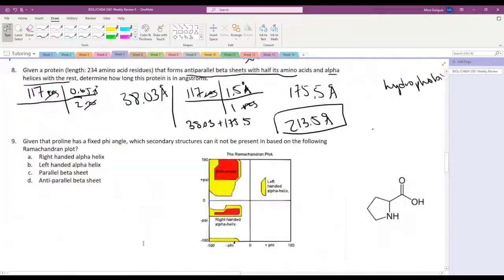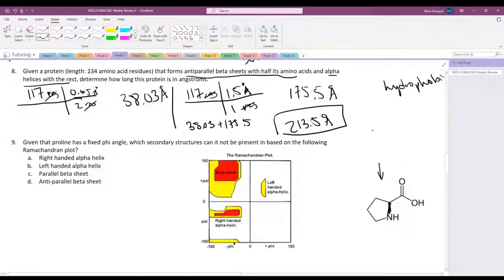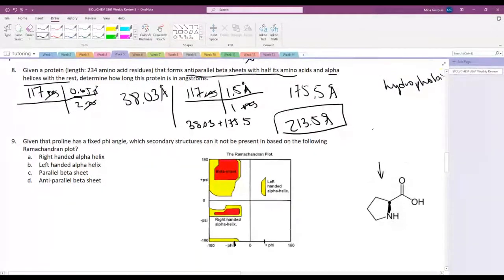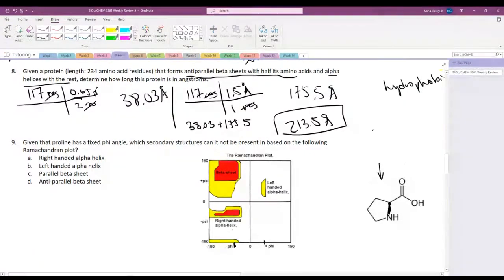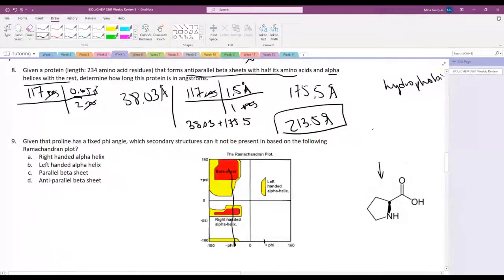Okay, good. All right. So given the proline has a fixed phi angle, which secondary structures can it not be present in, based on the following Ramachandran plot? For those of you who don't remember, proline is right here. The reason it's important that it's a fixed phi angle, this phi angle right here, is because if the phi is negative 50, positive 50, whatever it may be, if it's fixed over here, it could never be a left-handed helix. And likewise, if it's fixed over here, it could never be a beta sheet or a right-handed helix.